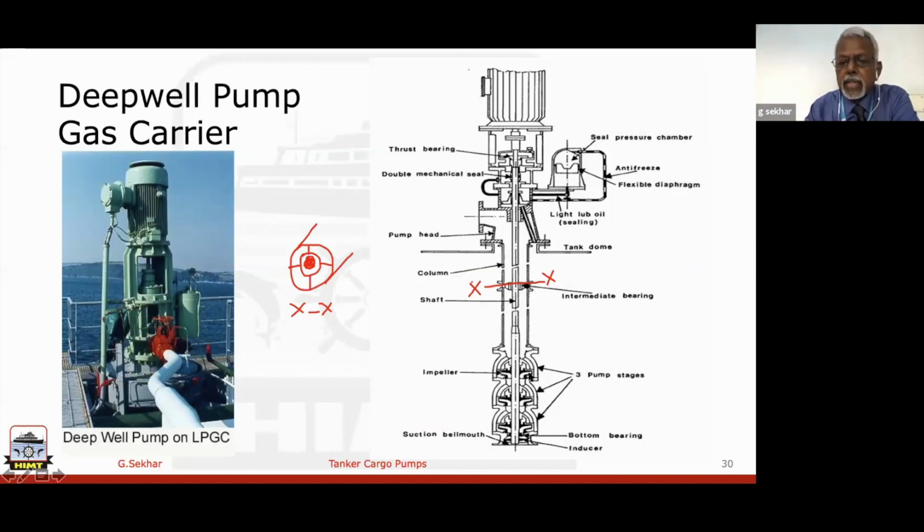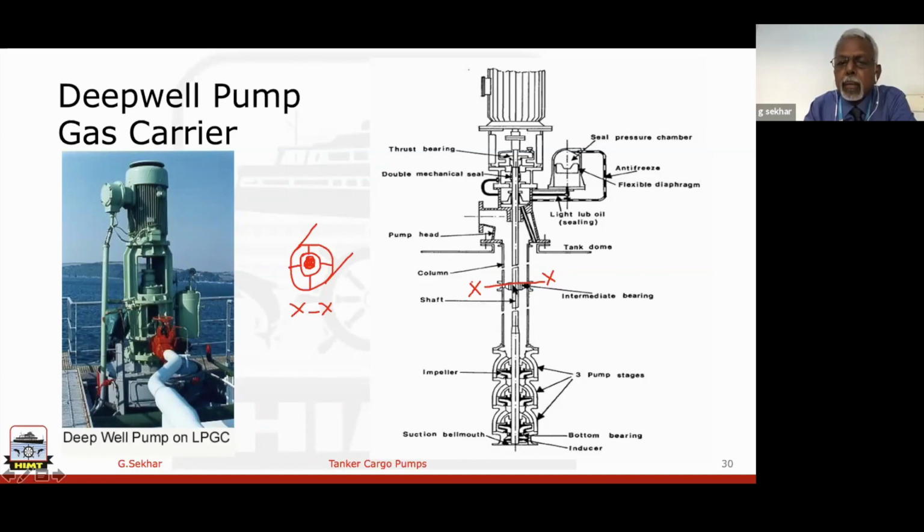Or here you can see a schematic diagram: the inducer, of course the bottom bearing here, and of course the suction bell mouth, and 3 pump stages. And this is a rotating shaft, and the liquid cargo goes all the way here, and then here it comes out and goes to the manifold.